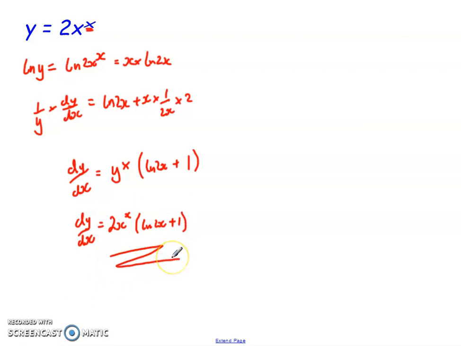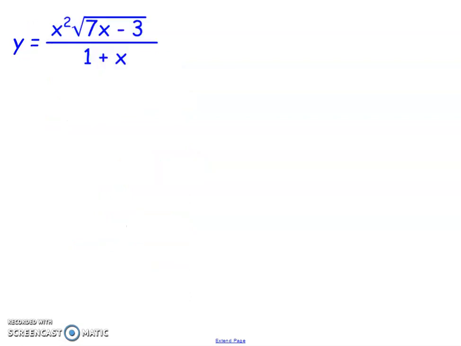So there you go, logarithmic differentiation has broken it down, made it a heck of a lot easier, and allowed me to do it in a much simpler format. The third one was this function here, so y equals x squared times the square root of 7x minus 3 all over 1 plus x. Now again, this is a lot more complex looking than we want it.